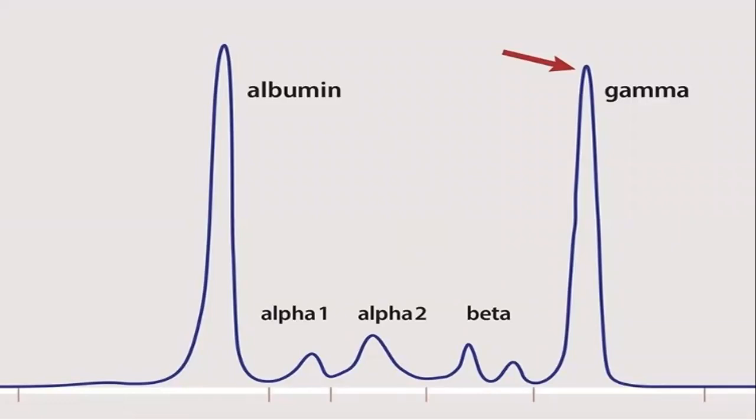There are instances in which your gamma component is increased during serum electrophoresis. We call this a gamma spike. This is usually present in disease conditions such as multiple myeloma.